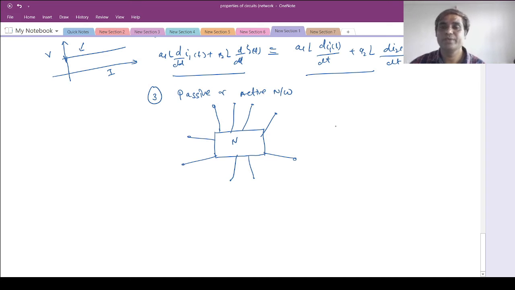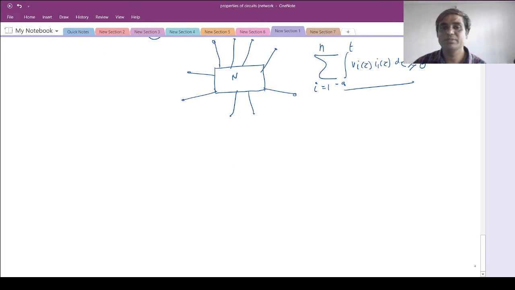And then this network will be passive. So what is the condition for passive? If you integrate from, let's say, minus infinity to t, the voltage across the element inside the network and the current passing through it, and it is greater than or equal to 0, that is, non-negative, then that is your passive network or passive element. And I add this for all the elements present inside the network, so let me write i is 1 to small n. So what it means is that it will deliver the energy.